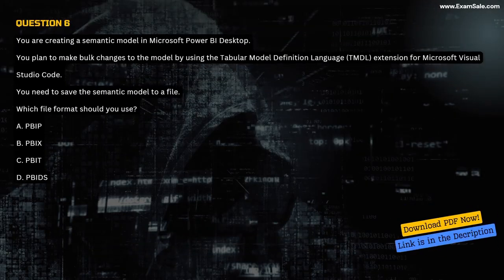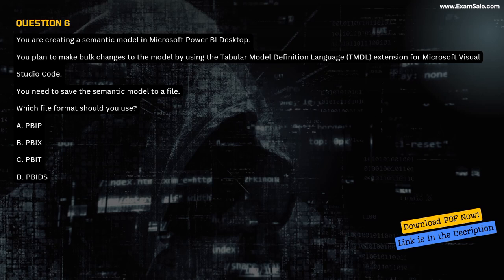Question 6. You are creating a semantic model in Microsoft Power BI Desktop. You plan to make bulk changes to the model by using the Tabular Model Definition Language (TMDL) extension for Microsoft Visual Studio Code. You need to save the semantic model to a file. Which file format should you use? A. PBIP. B. PBIX. C. PBIT. D. BIDS. Correct answer: A.